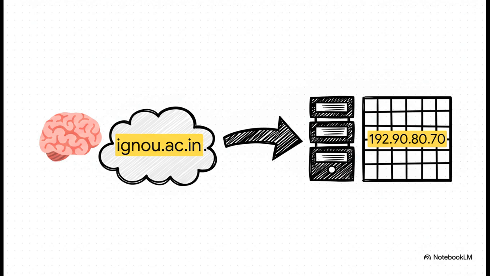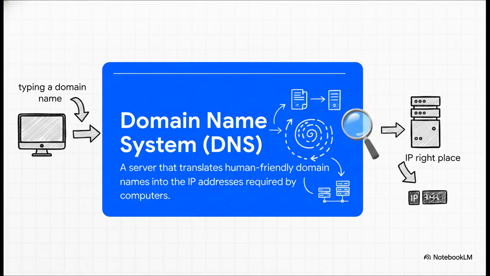So while we humans remember a name, the computer needs to know the server's specific numerical address to find it. And that's where the domain name system, or DNS, comes in. This part is seriously clever. You can think of it as the internet's giant automated phone book. When you type in a name, your computer asks the DNS server, hey, what's the number for this? And the DNS server finds the matching IP address and points your browser to the exact right place.